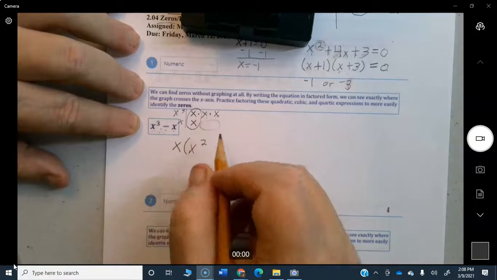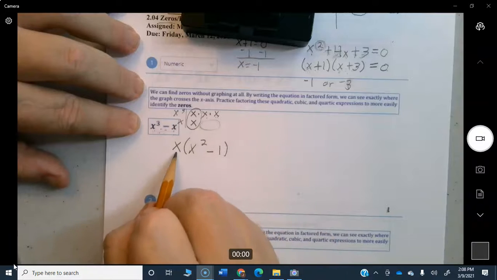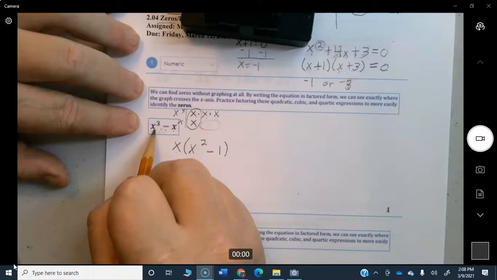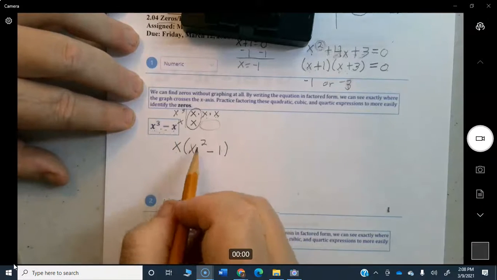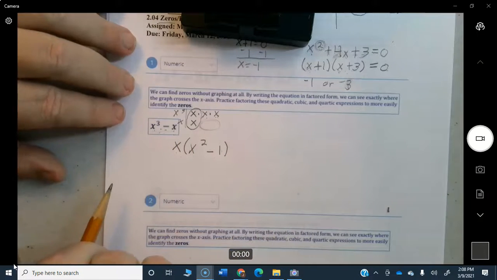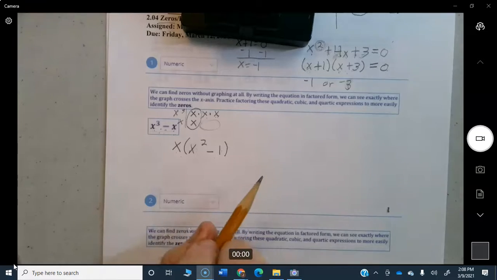That doesn't mean it's 0, it means it's minus 1. And the way you can check is just go back. X times x squared is x to the third, and x times negative 1 is negative x. So this is the factored form. In lesson 2.02, that's all we wanted to know, was what's the factored form.